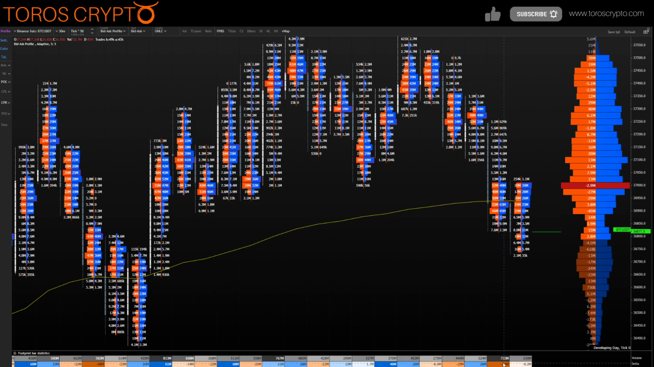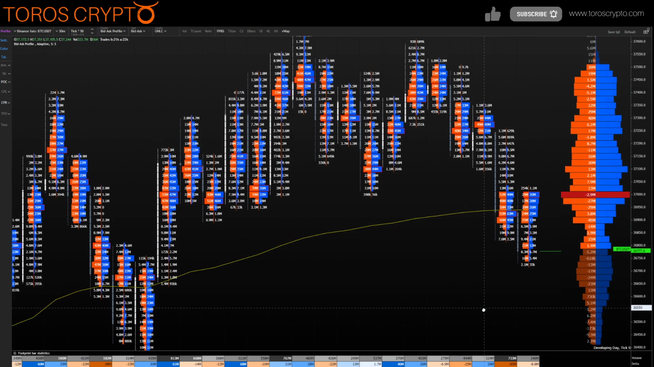You can see quite a heavy negative delta going on. So there is a lot more selling. It's a high volume candle with a lot more selling going on than buying at market. And again, that's all quite useful information that you can gain.